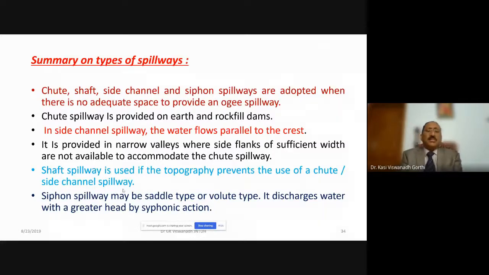In a side channel spillway, the water flows parallel to the crest. It is provided in narrow valleys where side flanks of sufficient width are not available to accommodate the chute spillway. Shaft spillway is used if the topography prevents the use of a chute or a side channel spillway. Siphon spillway may be saddle type or volute type. It discharges the water with a greater head by the siphonic action.